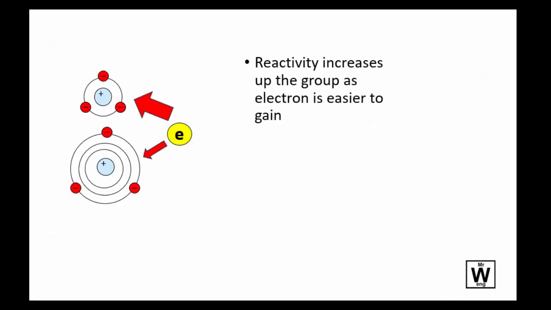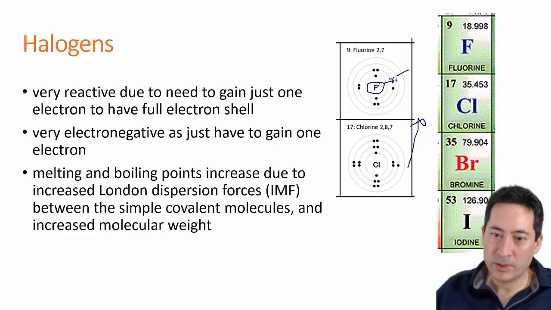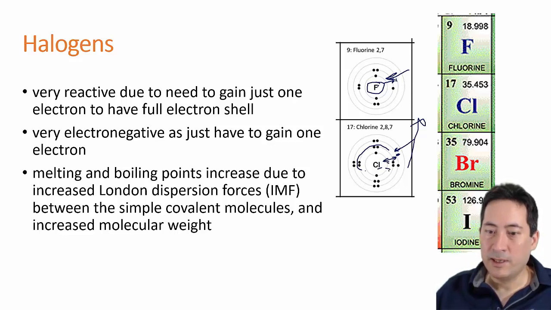So again, just for emphasis, just like electronegativity, the reactivity increases up the group as the electron is easier to gain. So this one has a greater effect at pulling in an electron to get a full shell, whereas there's more electron shielding and it wants to pull it to a further distance, so it's not as attractive. It doesn't have as much electrostatic attraction.